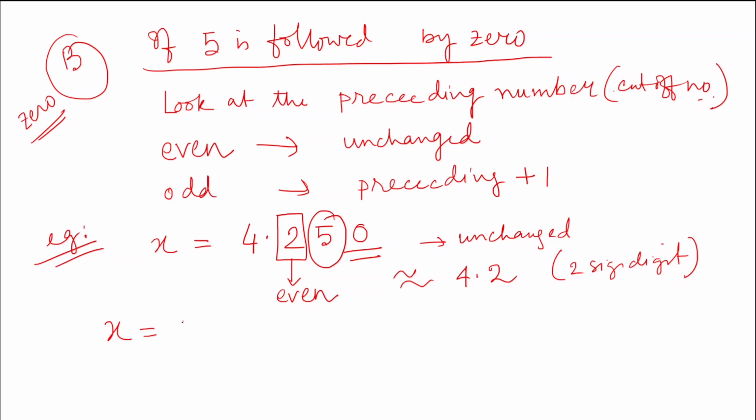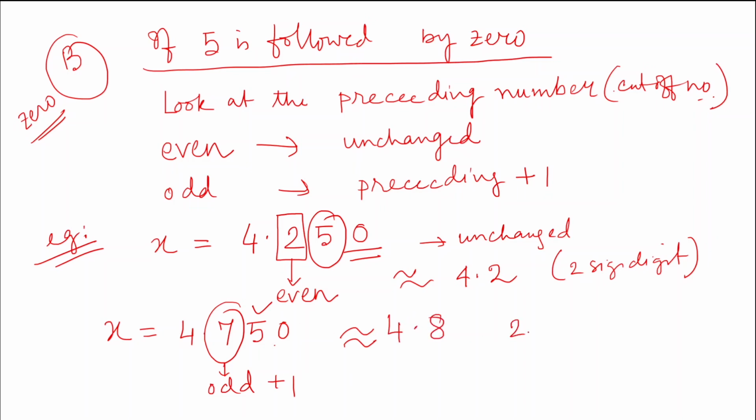Next is 4.750. So 5 के बाद 0 है और इसका preceding number है 7. So the 7 is odd. So that means if we round it off to 2 significant digits, we will add plus 1 to it. So it will be 4.8. So it is 2 significant digits.